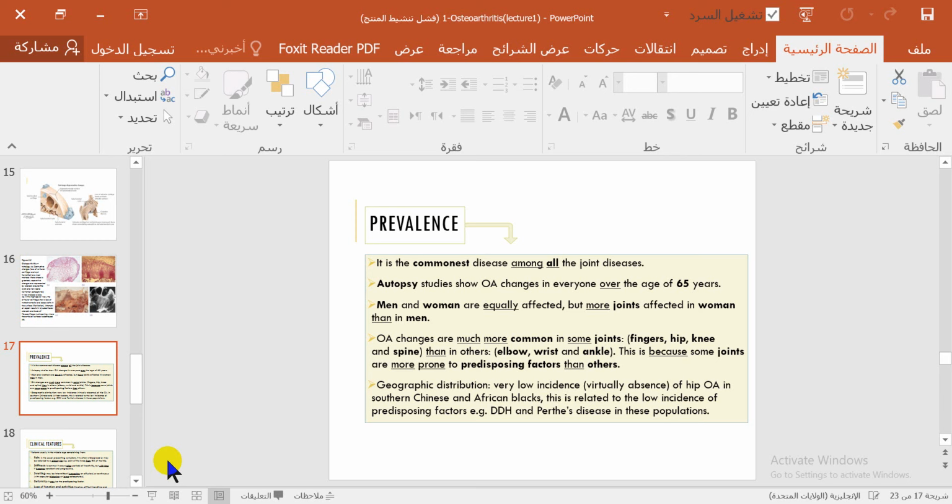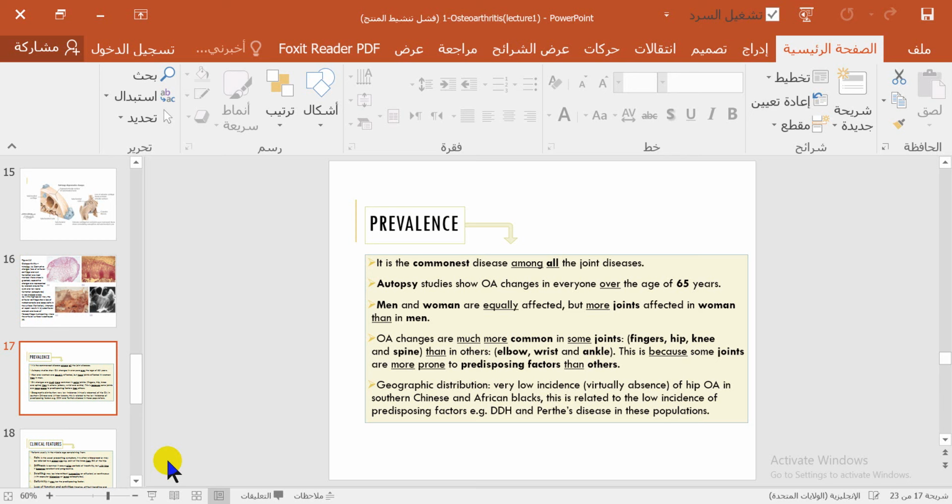It means the joints are those vulnerable to more stress, and this is because some joints are more prone to the predisposing factors than others. Geographic distribution: there is very low incidence, virtually absence, of hip OA changes in South Chinese and African blacks, and this is related to the low incidence of the predisposing factors. There is evidence of less incidence of DDH or Perthes disease in this population.